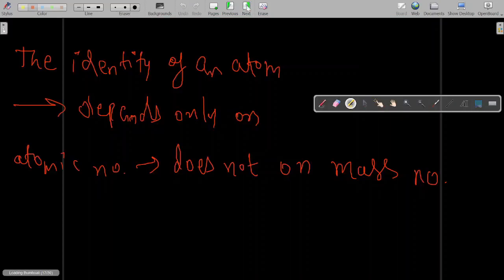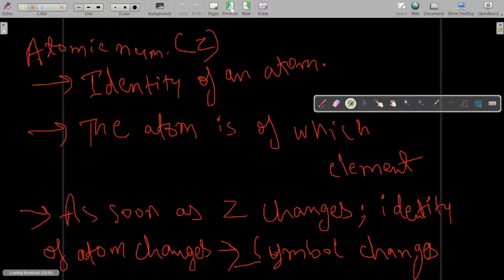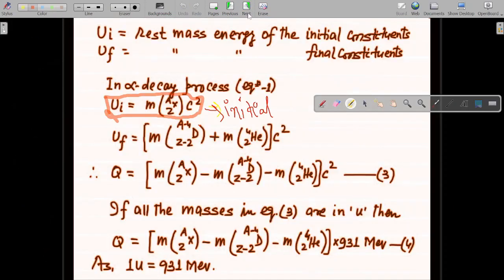So in that general equation of alpha decay, which is equation 1, Ui is the initial rest mass energy, the rest mass energy of the initial constituents. Let us see Ui. The initial constituent is X with atomic number Z and mass number A. Let us look at its rest mass energy.